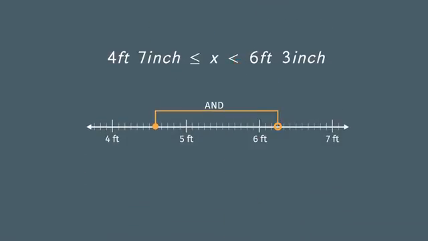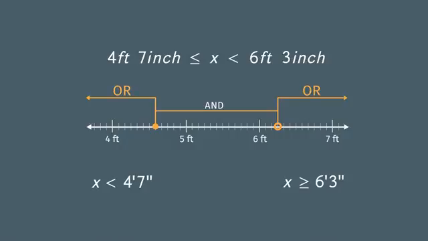If you don't look at the people who are allowed to ride the roller coaster, but instead at the people who aren't allowed, like Jerry and Larry, you have a compound inequality with or. Either x is less than 4'7", or x is greater than or equal to 6'3". This is represented graphically by these parts.